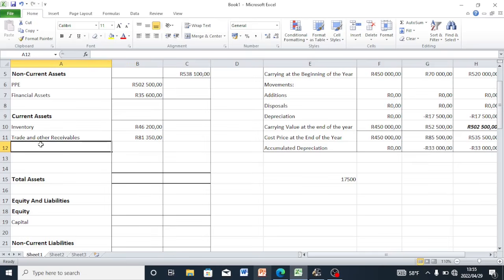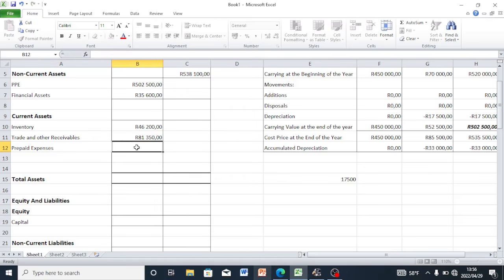And then next, we should, as I've said, this prepaid expense was usually recorded under our trade and other receivables. Now, because of the new syllabus, the prepaid expense is now recorded straight under our current assets.